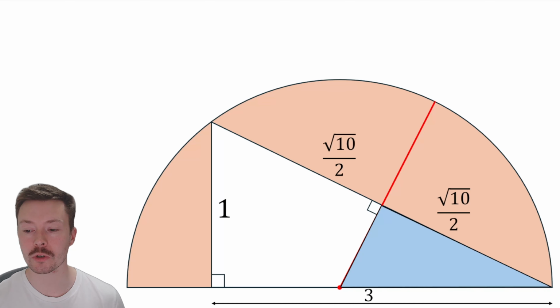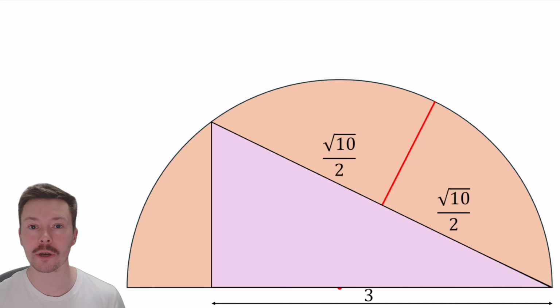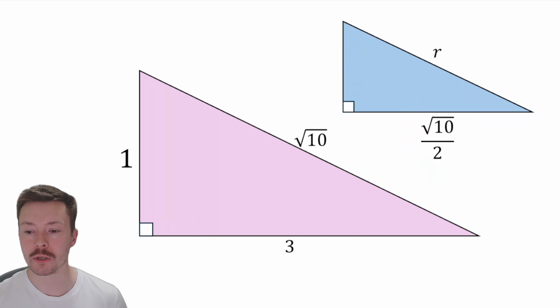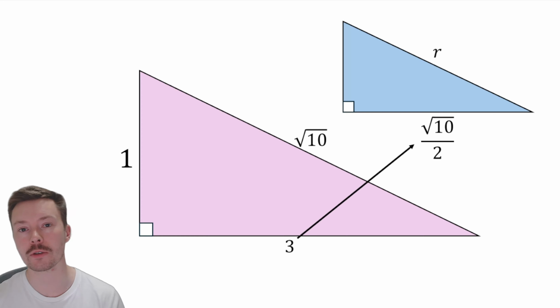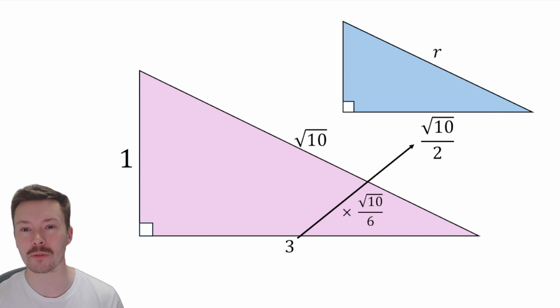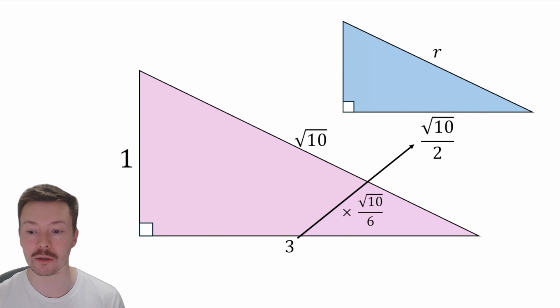Okay, now if we take those two right angled triangles, because they're similar, we compare the sides and work out a scale factor. Corresponding sides are the base, or the bottom, of those triangles. So the 3 and the root 10 over 2. So how do I get from 3 to root 10 over 2? Well, I'm going to times by root 10 over 6. That will give me 3 root 10 over 6, which when you cancel, you get root 10 over 2.